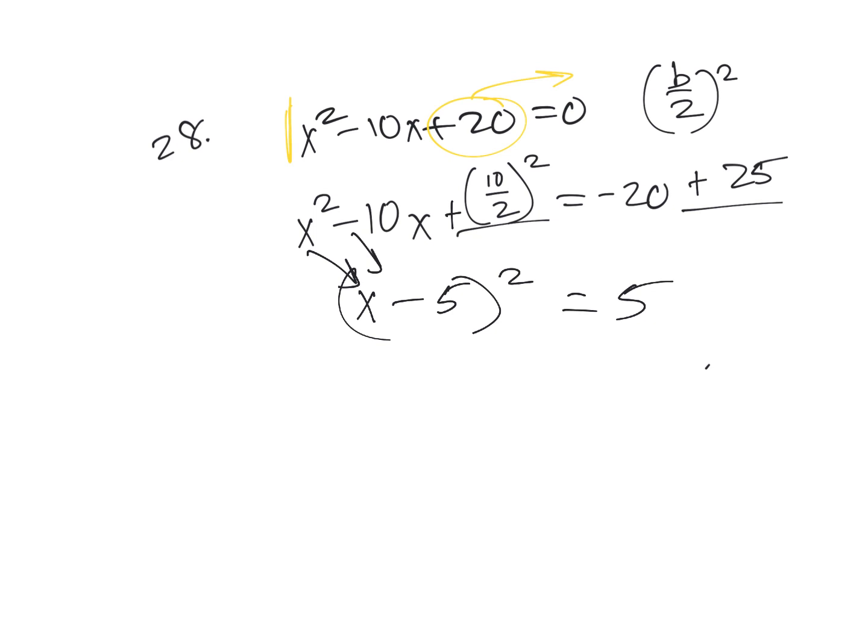Now let's go ahead and take the square root of both sides. And we get x minus 5 equals plus or minus the square root of 5. If you can simplify the radical, do so. Do not grab your calculator until we start graphing. When we start graphing, you're going to need a calculator. All right, so we add 5 to both sides, and we get 5 plus or minus the square root of 5.